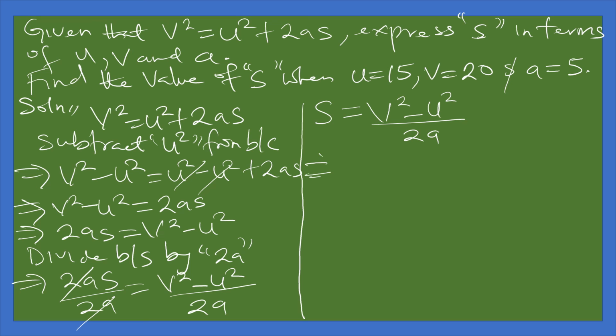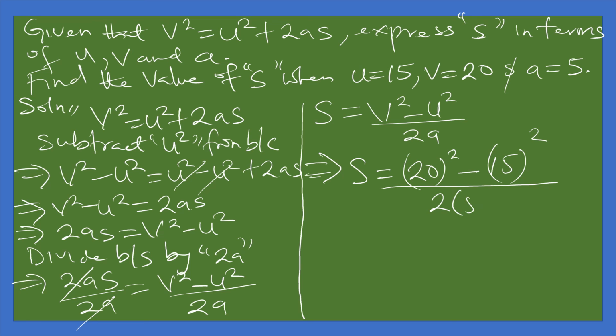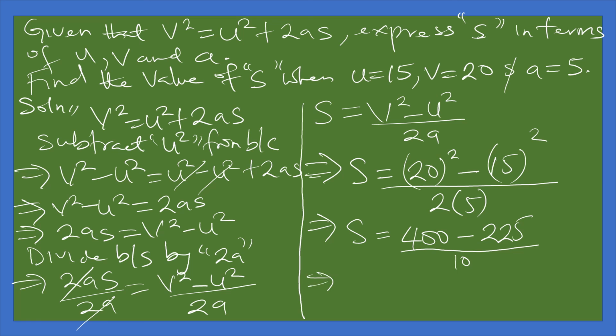From here, our S will now be 20 squared, minus 15 squared, all divided by 2 times 5. Very simple. Our S is now, 20 squared is 20 times 20, which is 400, minus 15 squared, which is 15 times 15, which is 225, all divided by 2 times 5, which is 10.